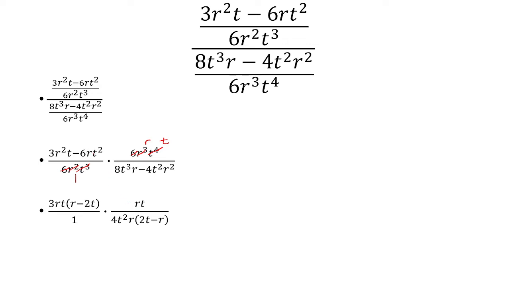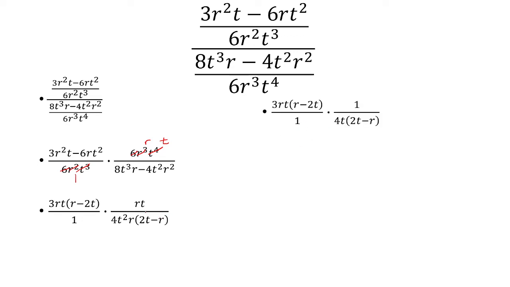And the other thing is we can simplify this diagonal by factoring out a 3rt from the first term here. So if I factor out a 3rt, I need an r to get to 3r squared t. And then I need a negative 2t to get to negative 6rt squared. For this one, we see that we can factor out a 4t squared r. And the question is, what do we need to multiply 4t squared r to get to 8t cubed r? That's going to be 2t. And then finally, to get to negative 4t squared r squared, we multiply by negative r.